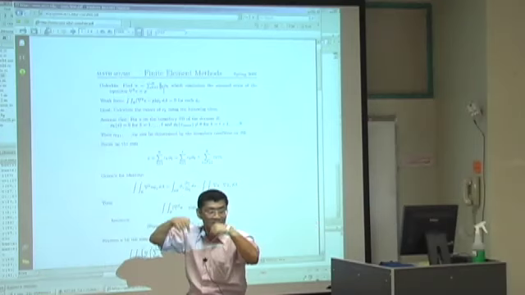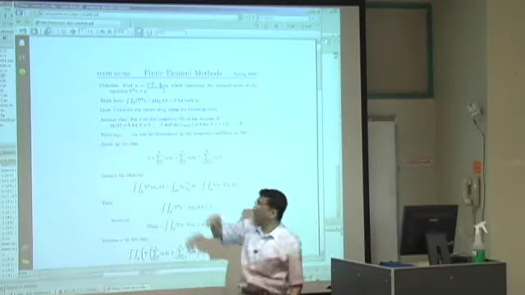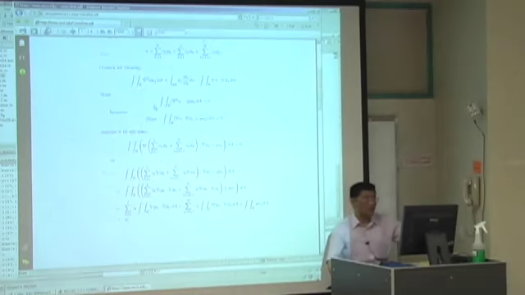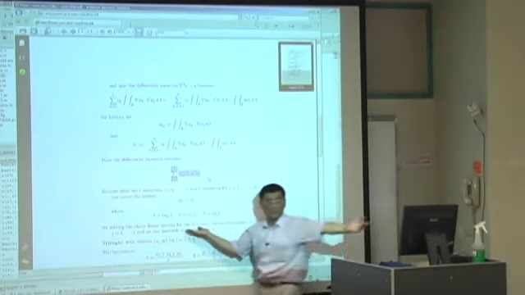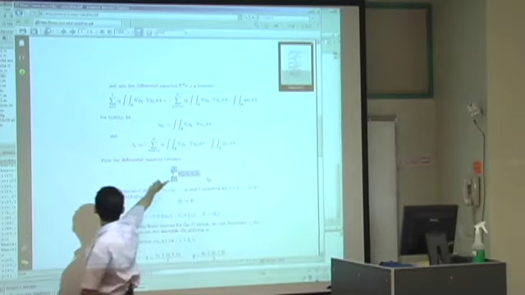So determination of C is everything. So let's go down. And then how do we determine C? Roughly, this is the determination of C. We solve this system, then we are done.